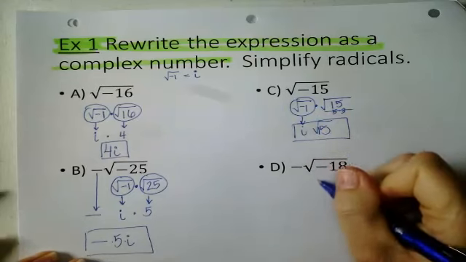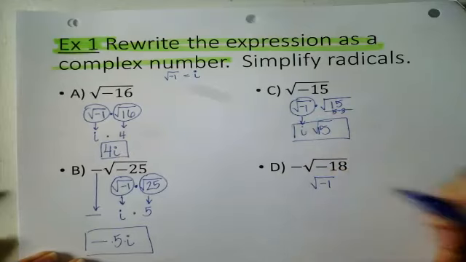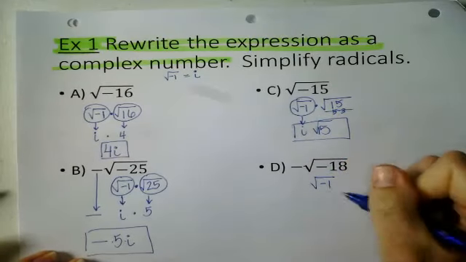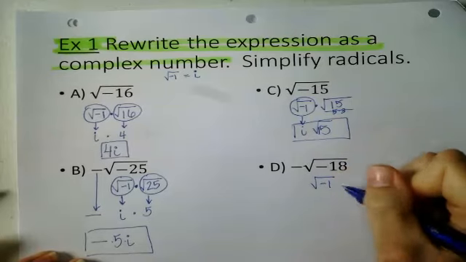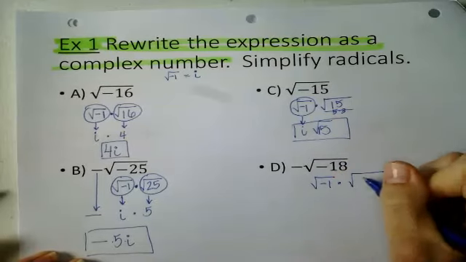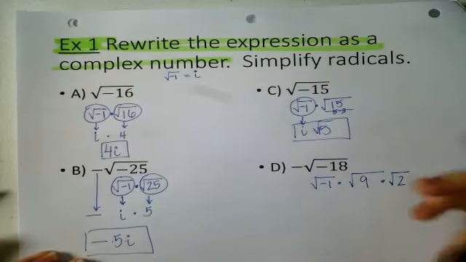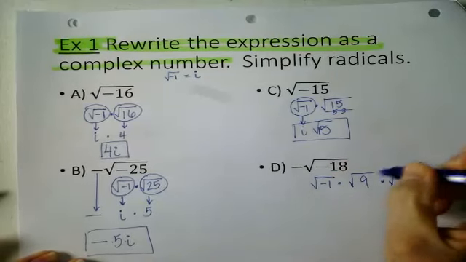Here we have another radical. So I'm going to break that apart into that negative, which I can think about as -1. So the square root of -1, and then the square root of 18. And 18 breaks apart into 9 times 2. So radical 9 times radical 2.